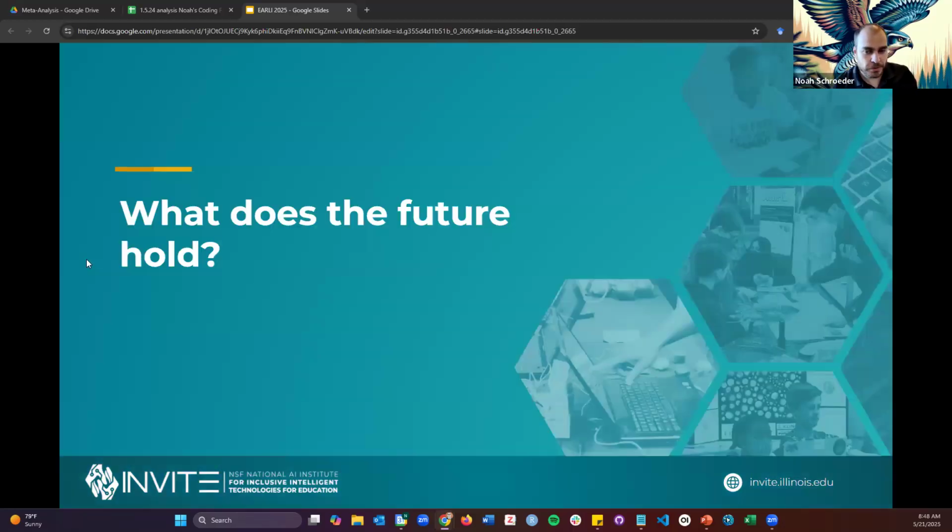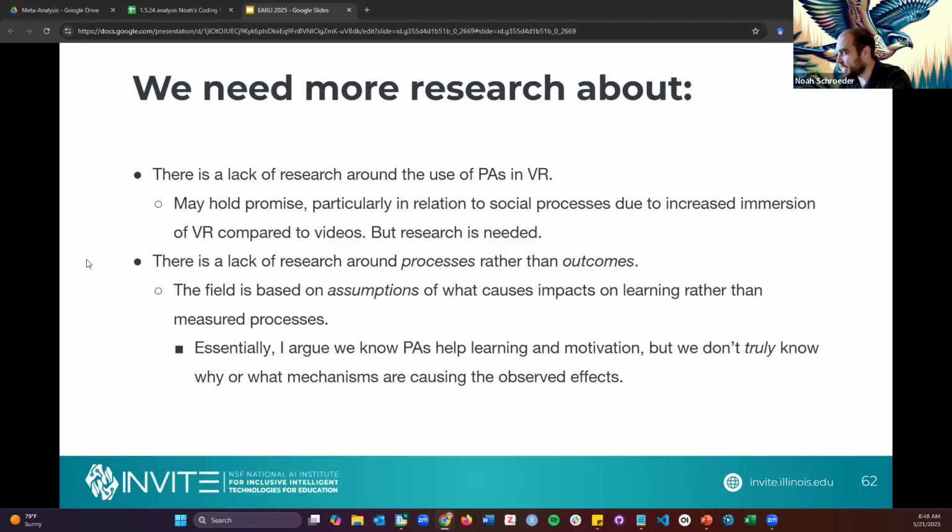So what does the future hold? This is what I think is really, really interesting, and to me was the biggest takeaway from all of these 4 studies that we did. First, there's a lack of research around agents in VR that qualified for our studies. I think this could hold a lot of promise to understanding the social processes involved, because VR is very, very, very immersive. But more research is needed in this area, and I fully understand that it is very difficult research to do.